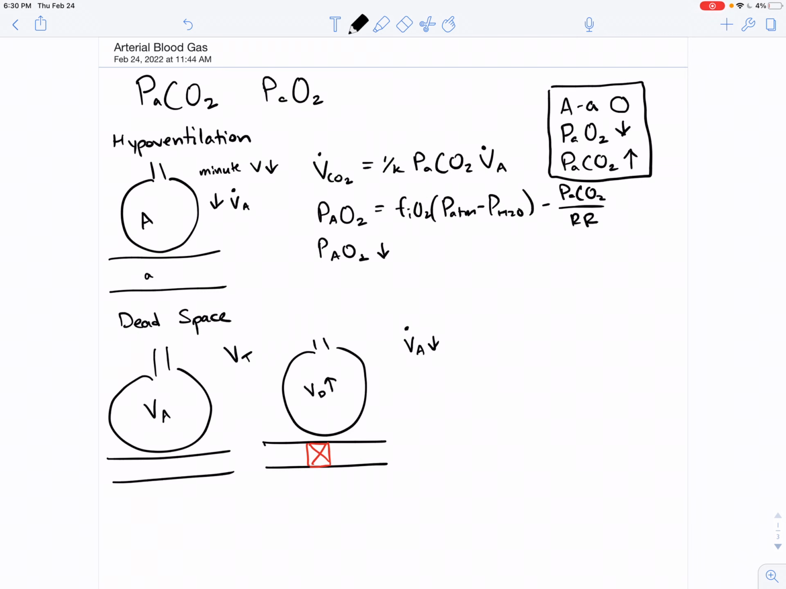And so the effect is going to be almost the same as our hypoventilation case, right? Our PaCO2 goes up. Our P big AO2 is going to go down. Now our P little aO2 is going to go down, but in this case there's also another effect.